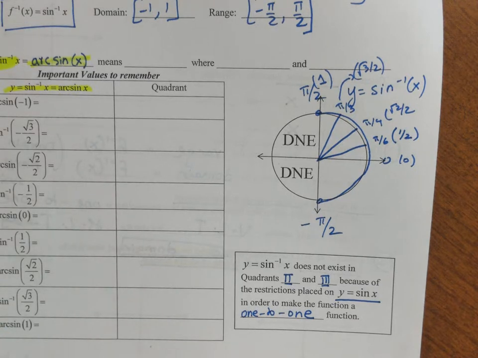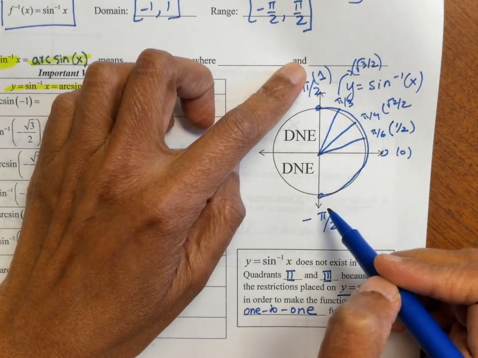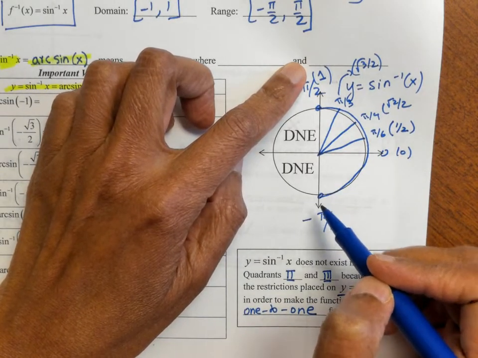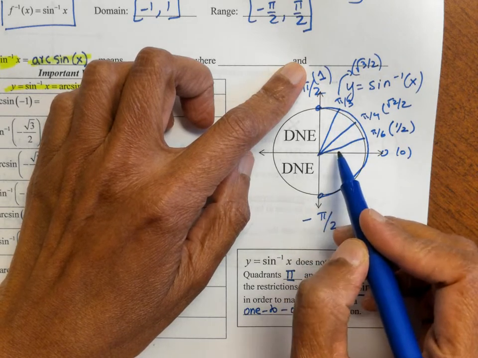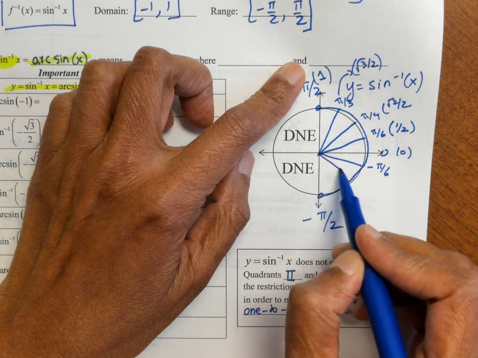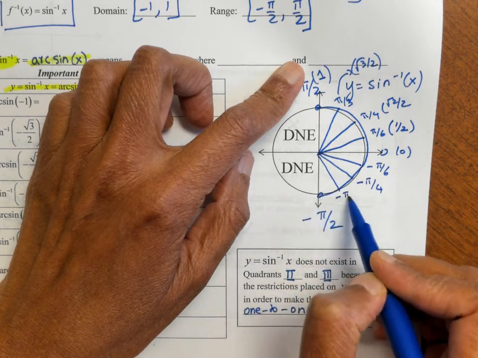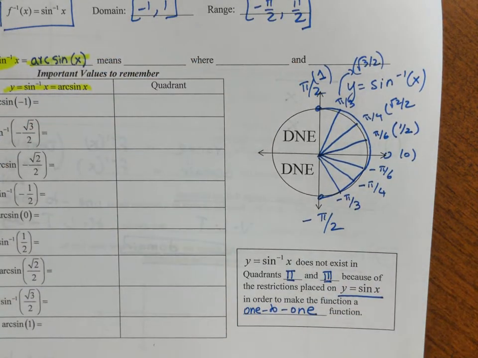Now let's fill in quadrant 4. It's from 0 to, do you mind getting the door for me? Thank you. Now we go from 0 to negative pi by 2. So it's in the reverse direction. It's negative. Same thing as this: negative pi by 6, negative pi by 4, negative pi by 3 and negative pi by 2.